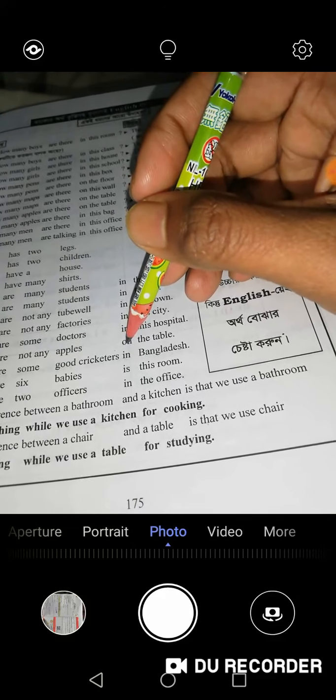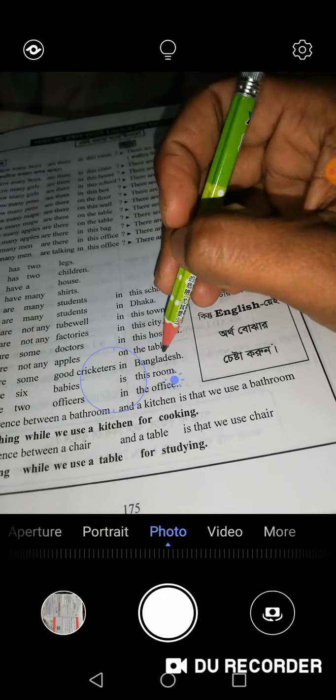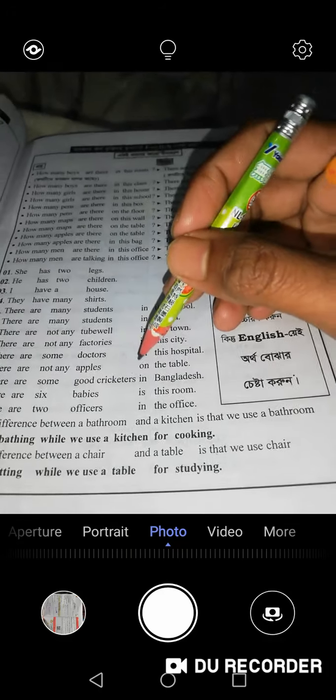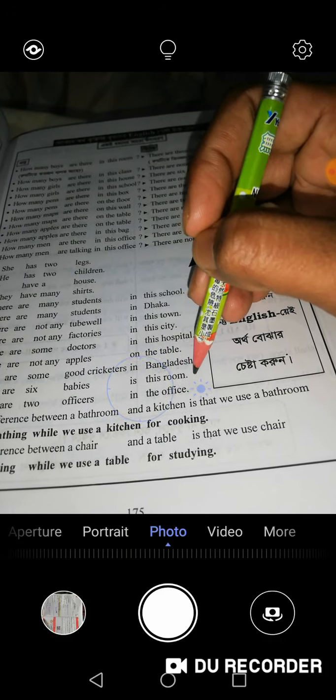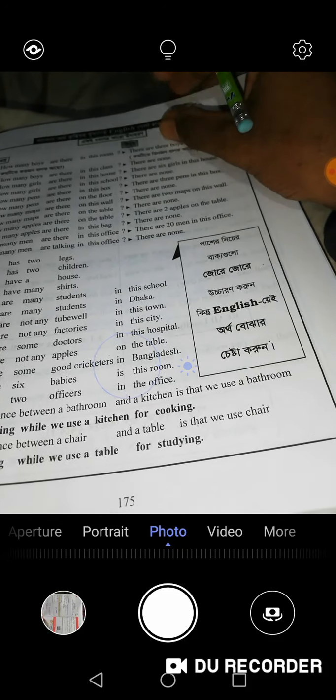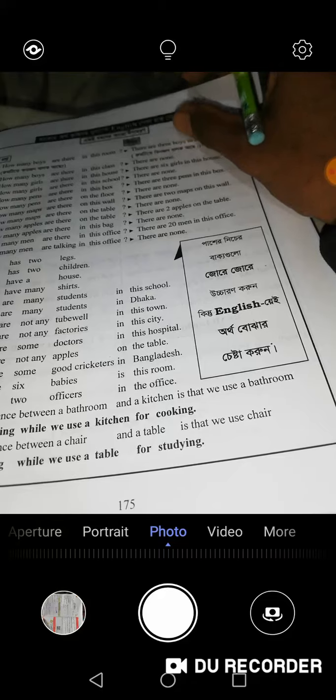The difference between a bathroom and a kitchen is that we use the bathroom for bathing, we use the kitchen for cooking. The difference between a chair and a table is that we use a chair for sitting, while we use a table for studying. Okay, let's move on to another.